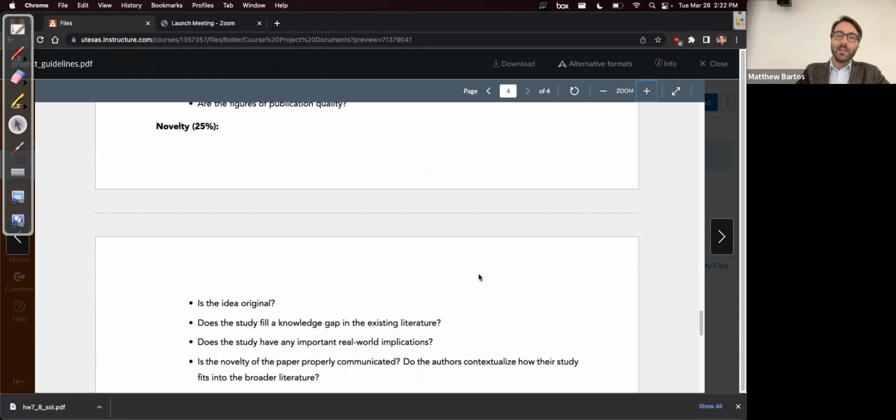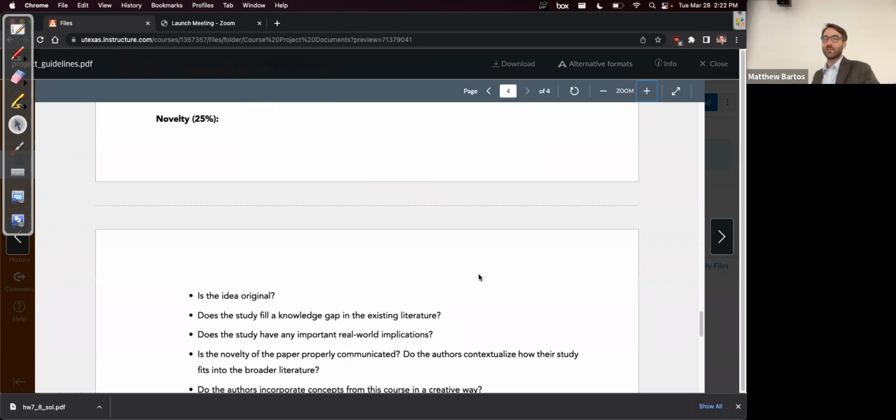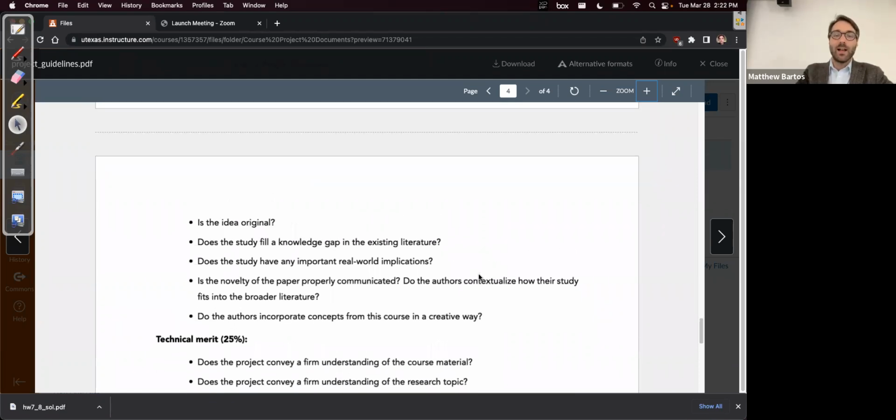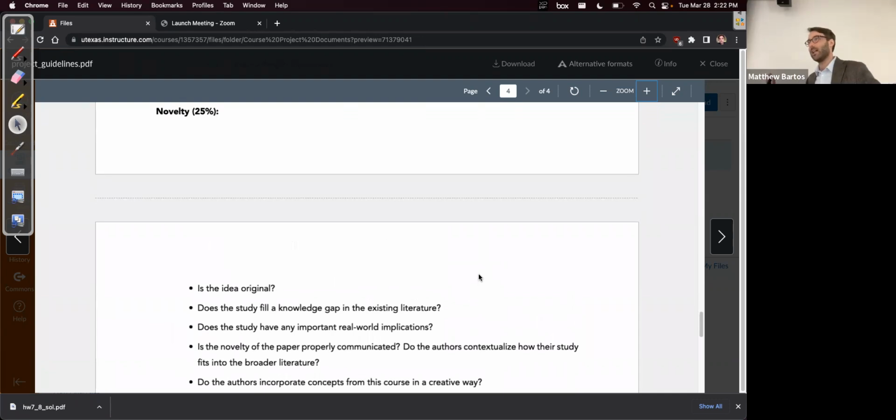Okay. The second component is novelty. So this is more about the conception of the study in general. So is your idea original? Does it fill a knowledge gap in the literature? Does it have any important real-world implications, broader impacts? And as with the first section, is the novelty properly communicated? Do you incorporate concepts from the course in a creative way? So this is just general novelty and originality of the work.